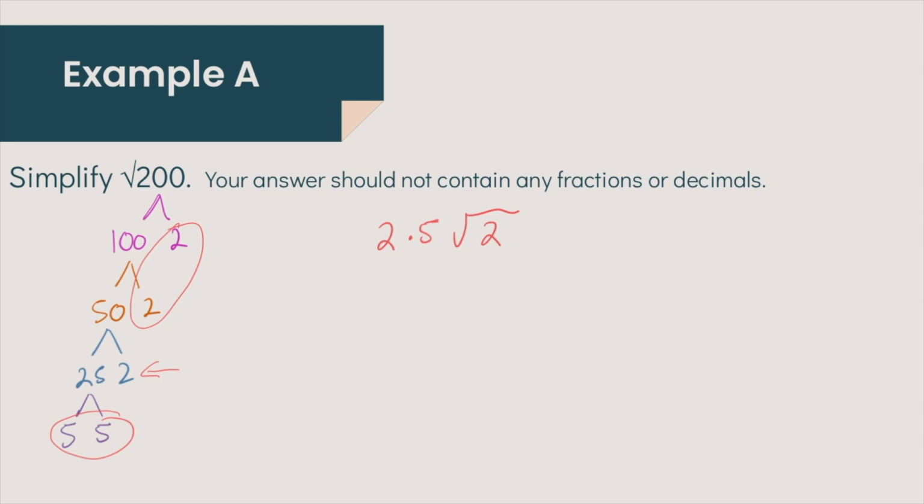2 times 5 is going to be 10. I'm going to multiply those things on the outside of the radical. So I've got 10 square root 2, and that is my answer. That's as simplified as I can go. Notice no fractions or decimals in my answer. Now let's take a look at example B.